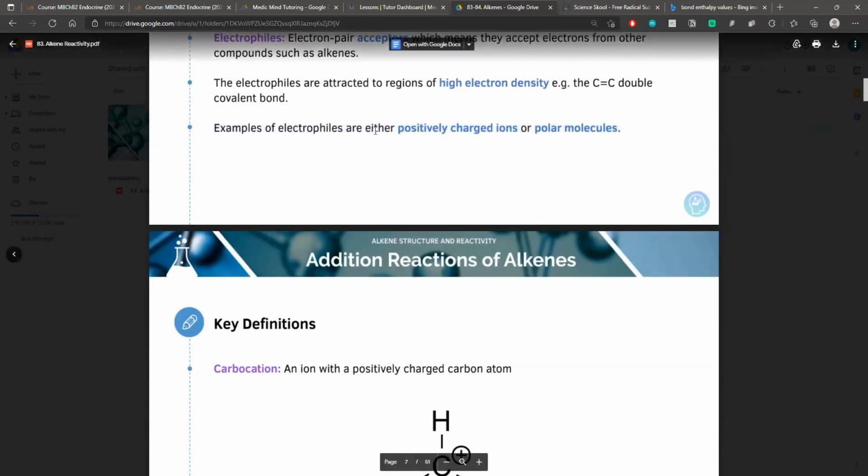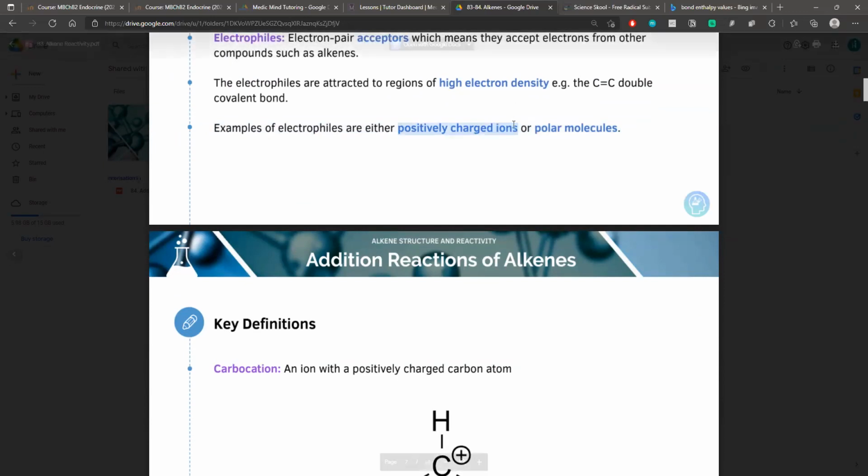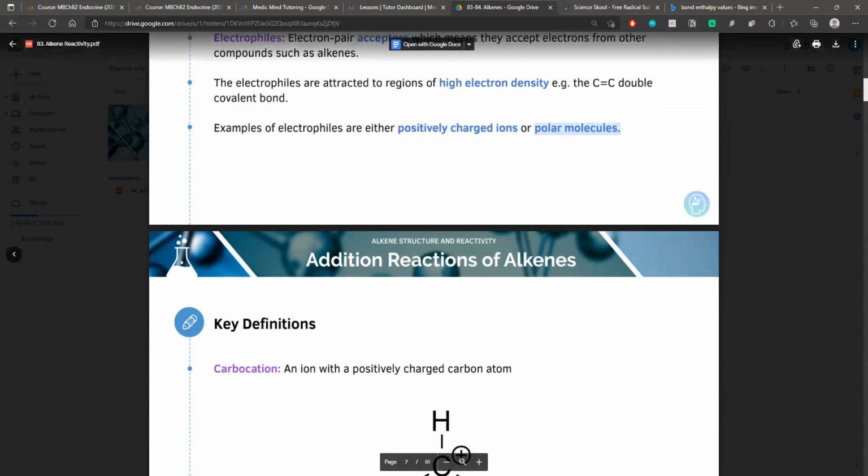So examples of electrophiles normally are positively charged ions or polar molecules. And this is because in a polar molecule, let's go for HBr as an example, electrons are pushed very closely to one end. So there is an area of delta negativity and delta positivity.